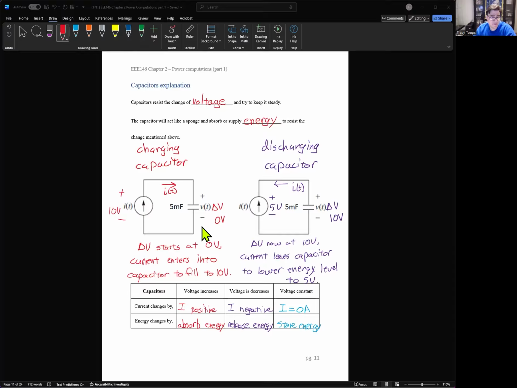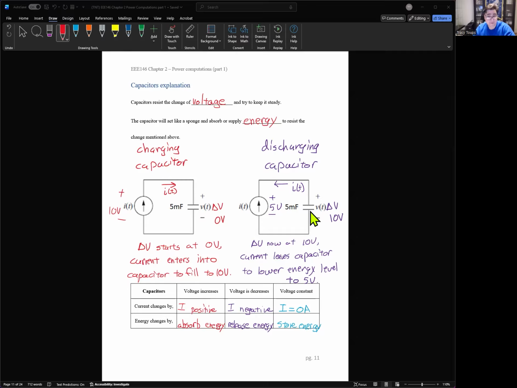Okay, but capacitors are very good if you want to keep the voltage steady. Once we're at 10 volts up here, the capacitor is going to keep the circuit at 10 volts. So let's say all of a sudden the source says, I need to go down to 5 volts. What is the capacitor going to say? Nope, we can't go immediately to 5 volts. I'm at 10 volts and I have a lot of energy. So I'm going to keep the circuit steady at 10 volts as much as I can, and I'm going to release energy from my electric field to keep the voltage as high as I can.